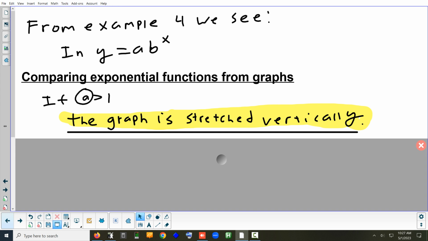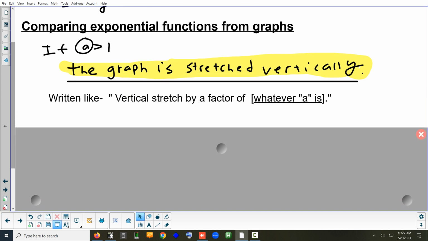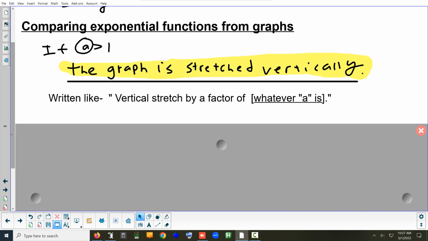So if you put in a number that's bigger than 1, it causes your graph to stretch. And the way that you always write your answer is exactly what this sentence says. You say vertical stretch by a factor of, and then inside these brackets you put a number. What number do you put? Well, it depends on what number A is.